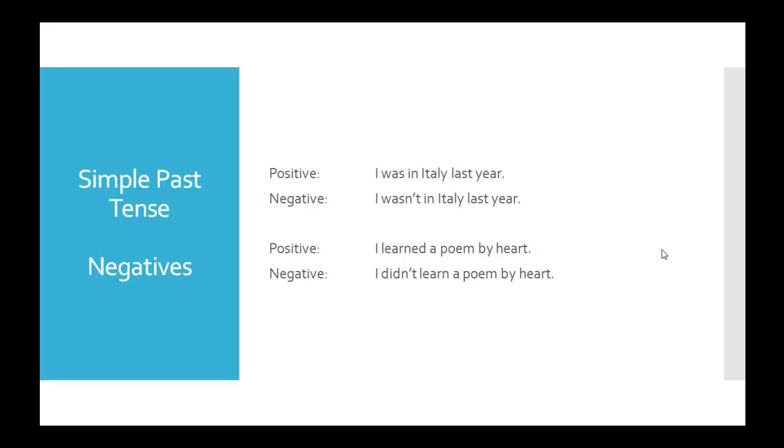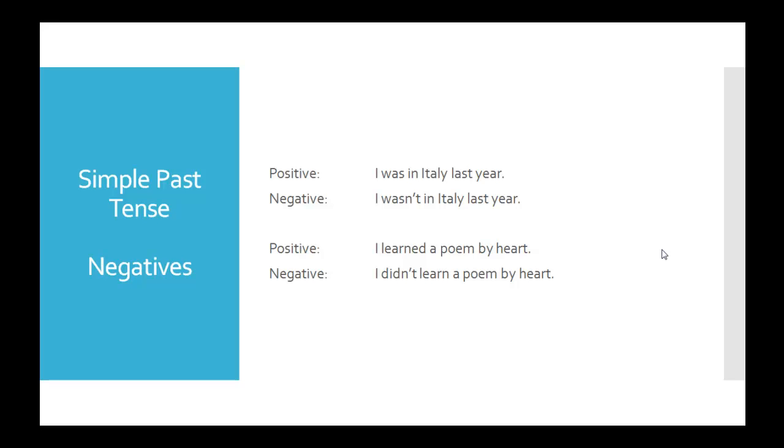How do we make negative sentences in simple past tense? If the verb to be is used in past tense, as in the sentence, I was in Italy last year, to make a negative sentence, we just add not after the verb. So we will get the sentence, I was not in Italy last year, or with the contracted form, I wasn't in Italy last year. If we had the sentence, we were in Italy last year, then the negative form would be, we were not in Italy last year.